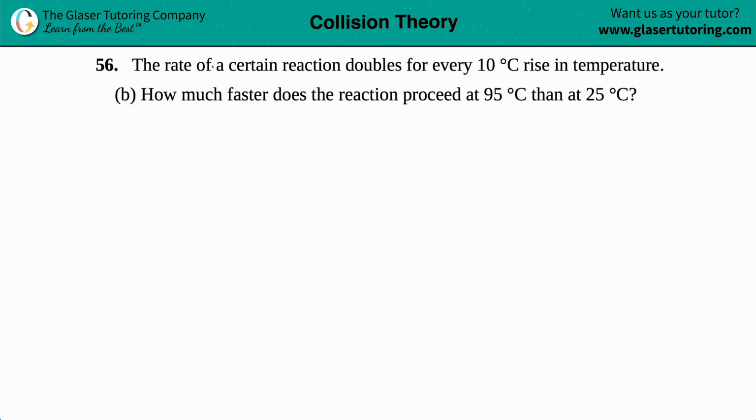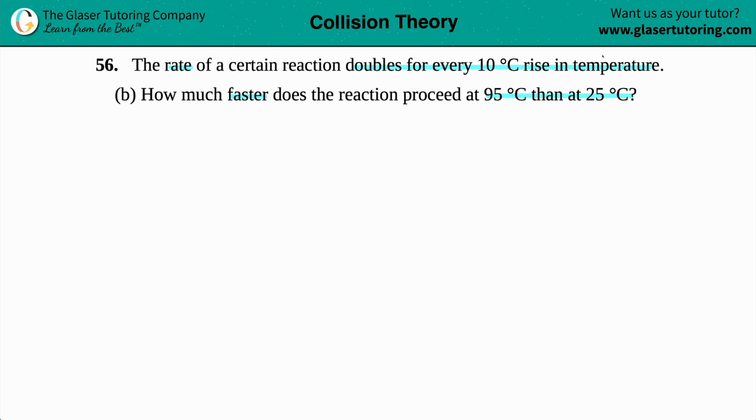Number 56. The rate of a certain reaction doubles for every 10 degrees rise in temperature. Letter B. How much faster does the reaction proceed at 95 degrees Celsius than at 25 degrees Celsius? Okay, so we basically just have to see what happens when we increase the temperature from 25 to 95. How much faster is that rate going to be?